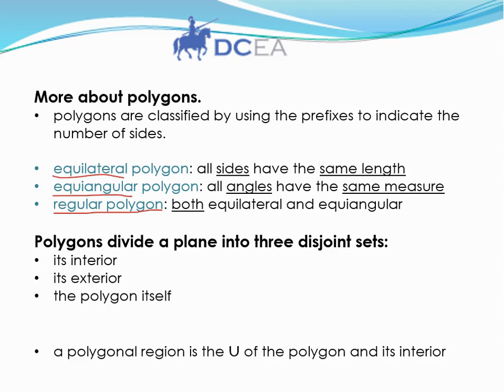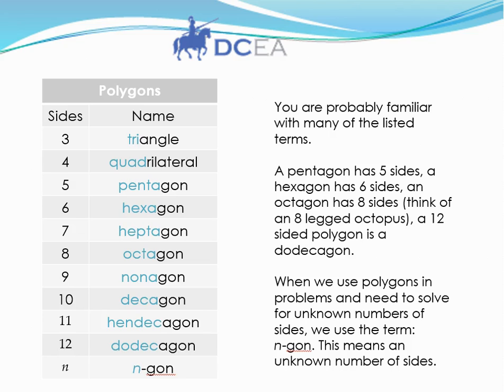Just like curves, polygons divide a plane into 3 disjoint sets: the polygon's interior, its exterior, and the polygon itself. As in circles, a polygonal region is the union of the polygon and its interior. To continue with polygons, we'll take a look at the names of polygons. Polygons are named by the number of sides. You're probably familiar with many of those that are listed.